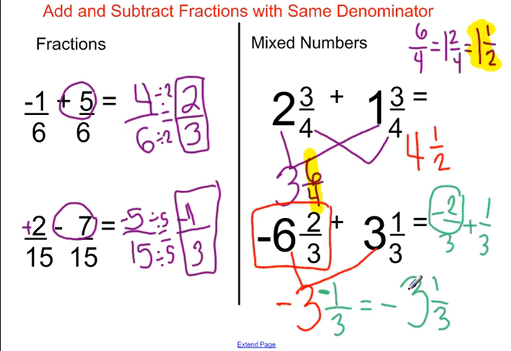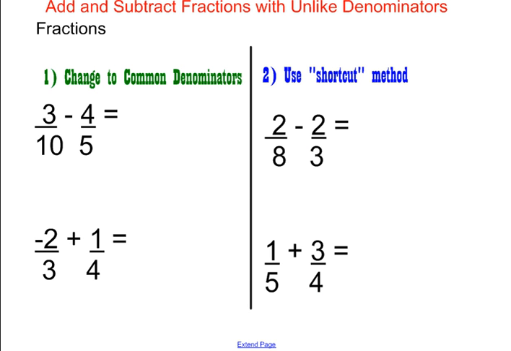I think a better way to do this will definitely be to change to improper fractions, and we'll see that coming up. Here now we have fractions that don't have the same denominator. And we've got two options for how we can deal with this situation. The first is to change these so that they do have a common denominator. And this is the method that you learned last year in 6th grade.